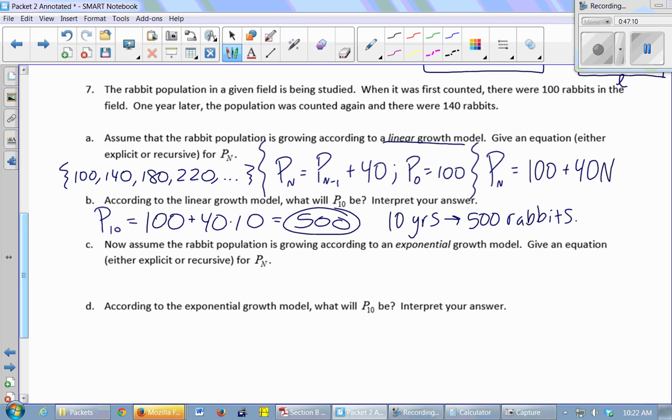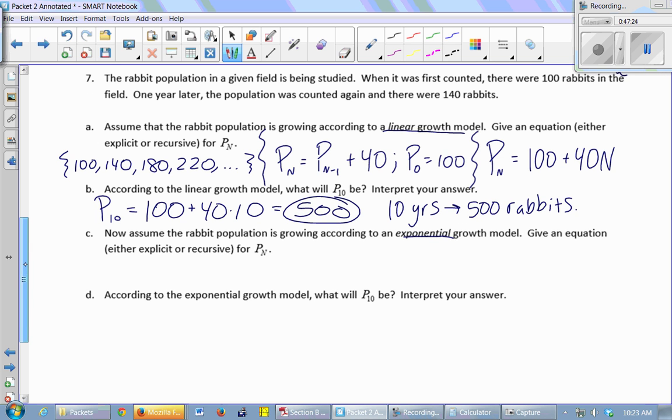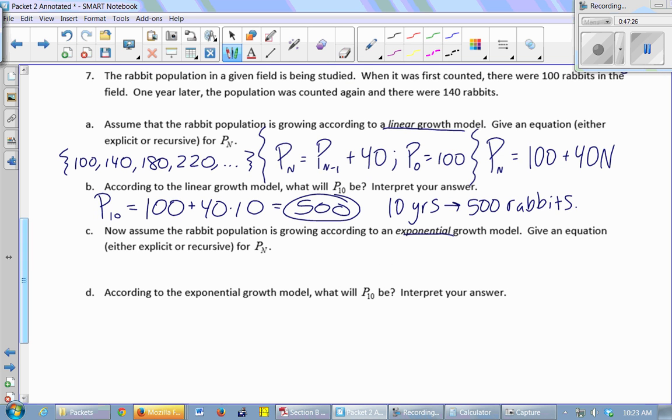Okay, so now we're going to assume the rabbit population is growing according to an exponential model. So you got to see that word exponential, right? Exponential means that you always multiply by the same number to get from one year to the next. So I should start by maybe writing out a few numbers. I know my first two are always 100 and 140, because they told me there were 100 rabbits and then there were 140 the next year.